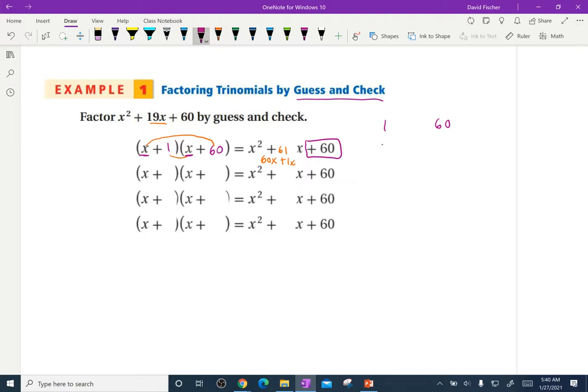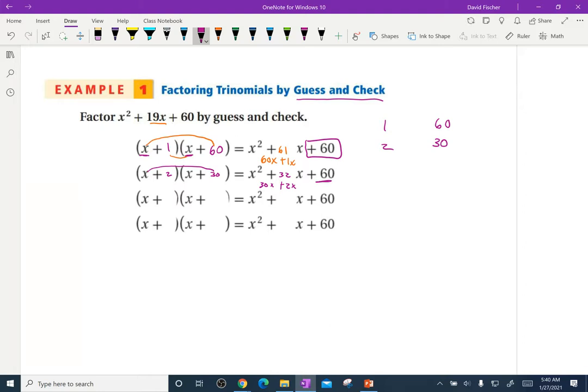Then we said, okay, I know 2 goes into 60, 2 times 30. If I put a 2 here and a 30 there, again I focus on my x's, because I know 2 times 30 is 60, so I have that part taken care of. Now I have 30 x's plus 2 more x's. That's 32 x's. Well, that's not what I want.